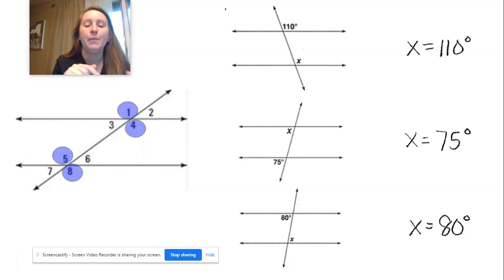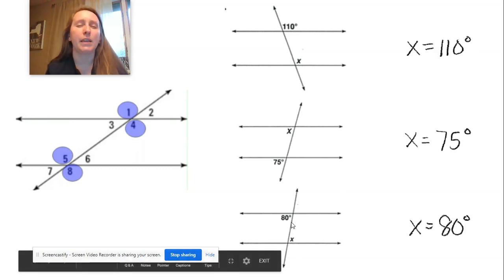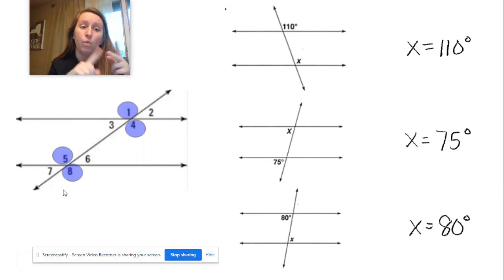So for all 3 of these problems, the X is actually the exact same thing as the angle that's given to us. Again, if we were in school, I would have you highlight every single one of these, so it'd be a little bit easier to see, but just keep going back to this diagram so that you know if they're the same angle or if you have to do 180 minus that angle to get what the answer is.